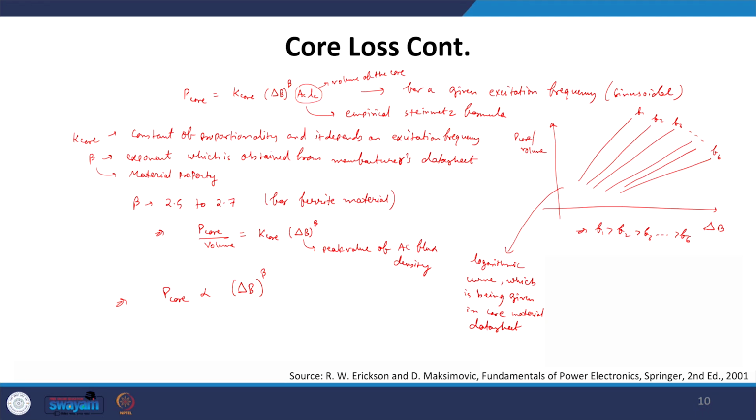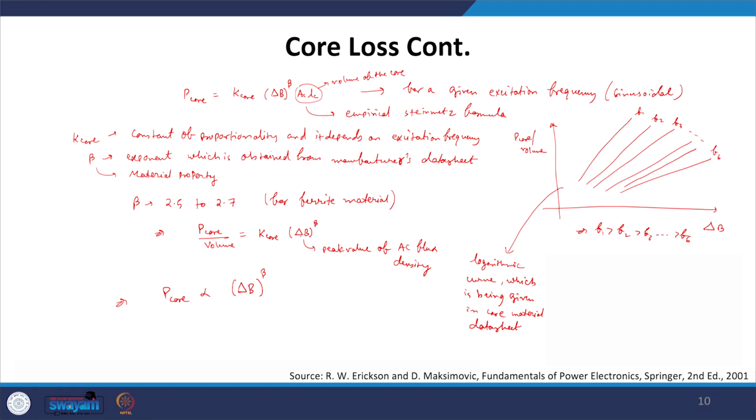So that is why generally they provide this core loss using the empirical Steinmetz formula, which is shown over here, and this is for one particular excitation frequency, and that excitation is the sinusoidal excitation. For excitation other than sinusoidal, you may have to use the modified Steinmetz formula to predict the core loss which is happening in the core of the transformer.